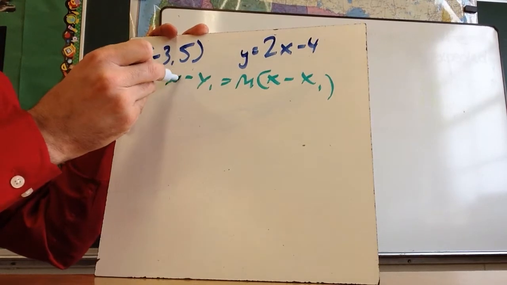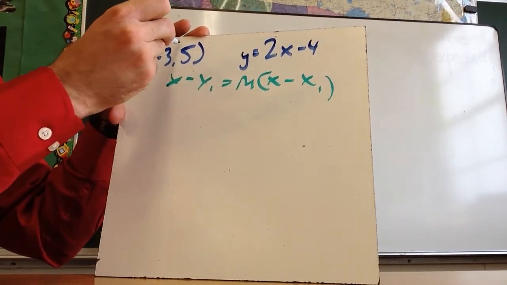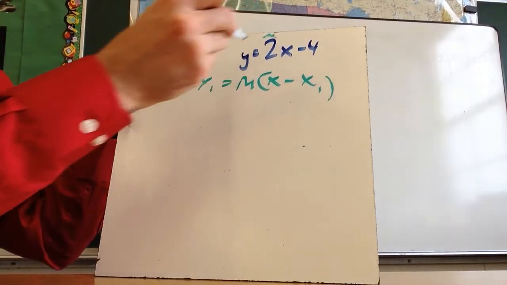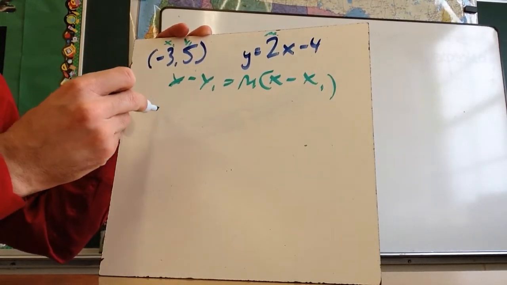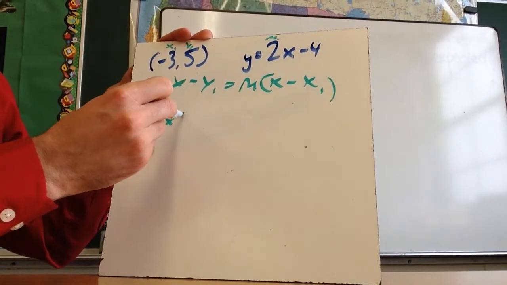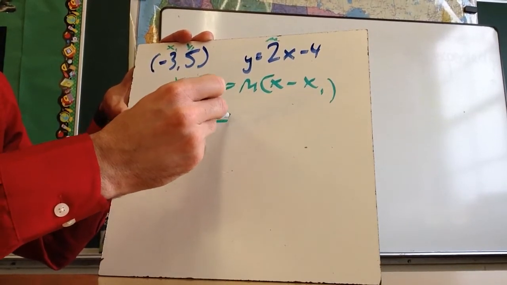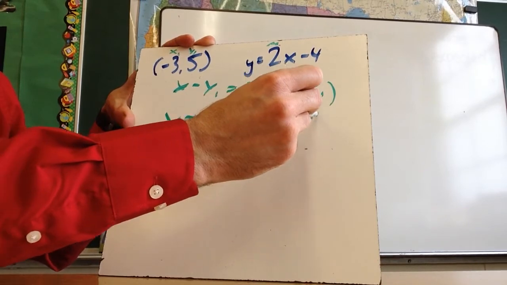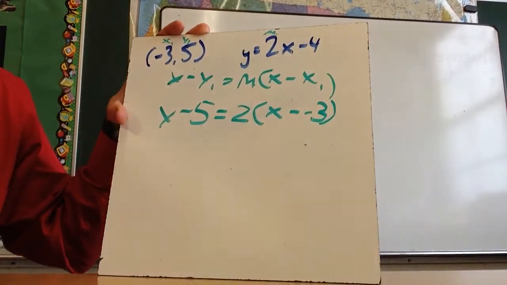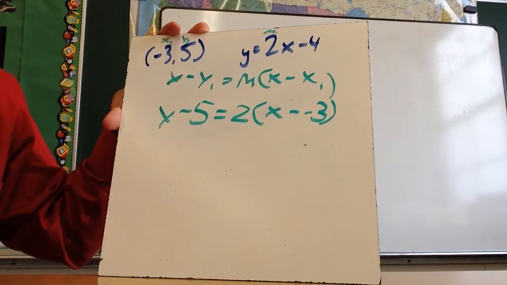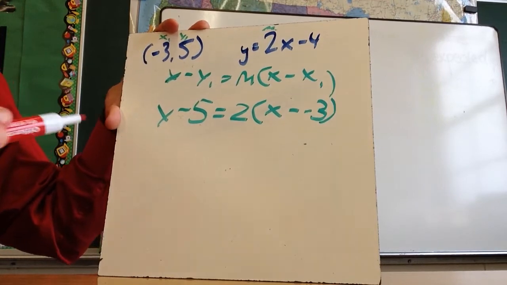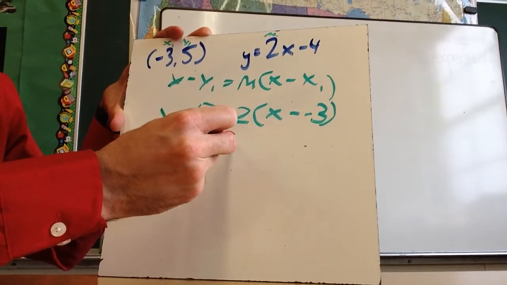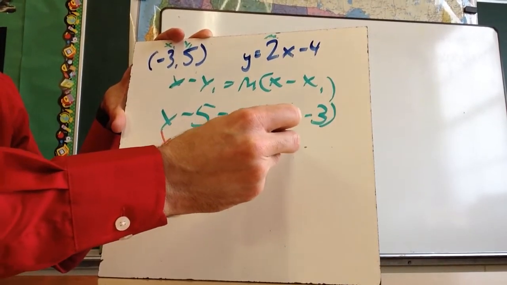And so the first way that I would do this, remember this is x1, y1, and then this is my slope. So it's going to be y minus 5 equals 2 times x minus, I'm going to write this like this, minus negative 3. Right? Hopefully you know that that's something that we're going to need to fix before we can move on. So this becomes y minus 5 equals 2 times x plus 3.